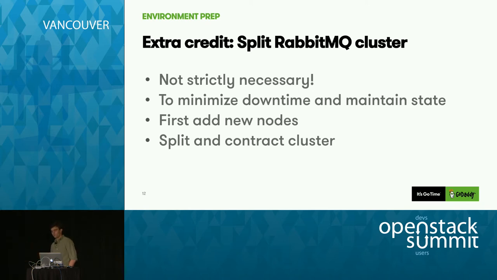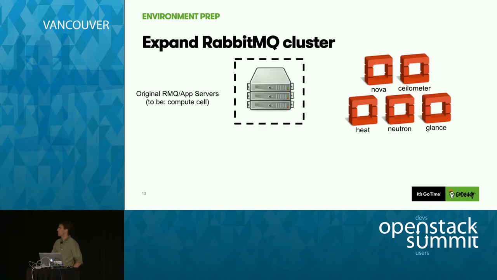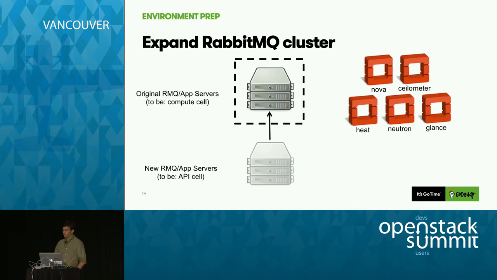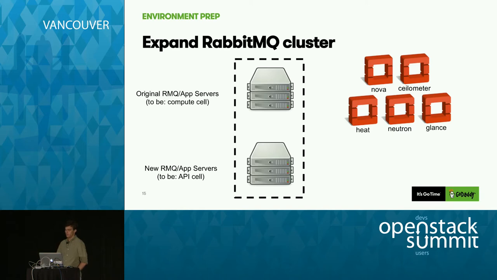So what we do first, this is our initial setup. We've got a single Rabbit cluster, and all the services use that. Those new app servers we're going to build for the API cell, we're actually going to add those into the existing Rabbit cluster. So now we've just doubled the size of the Rabbit cluster, temporarily.